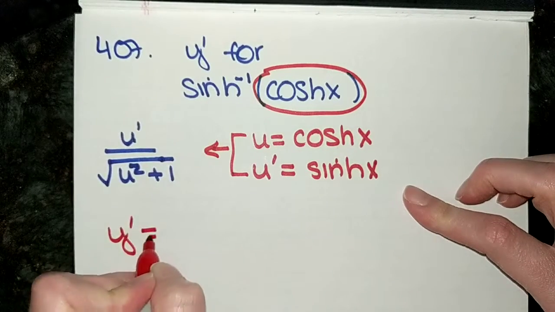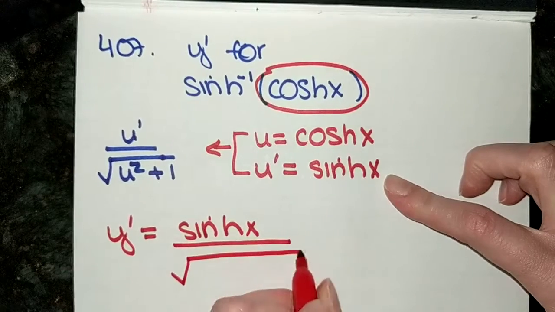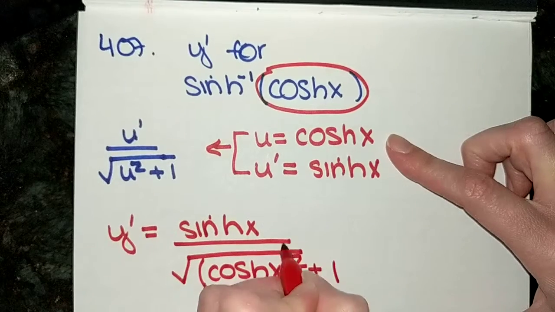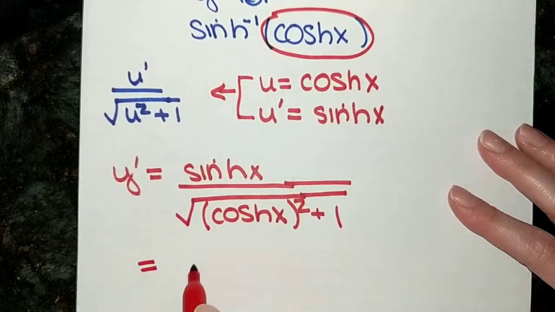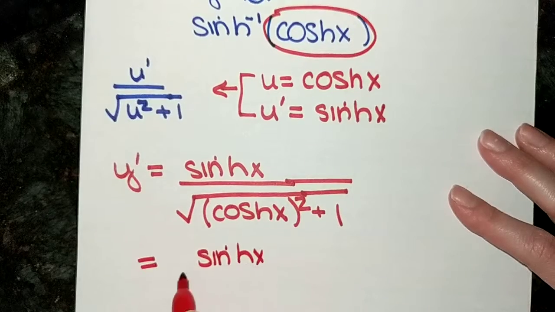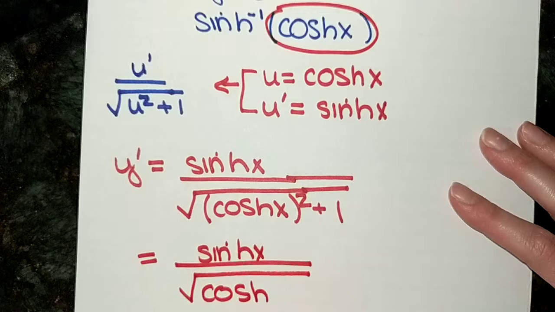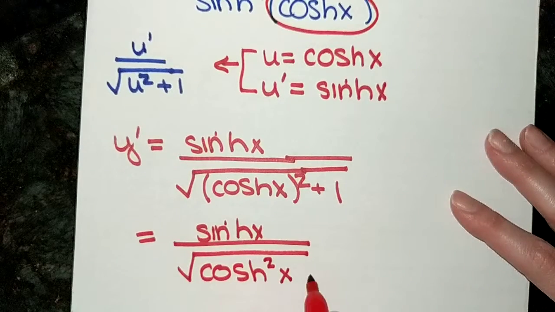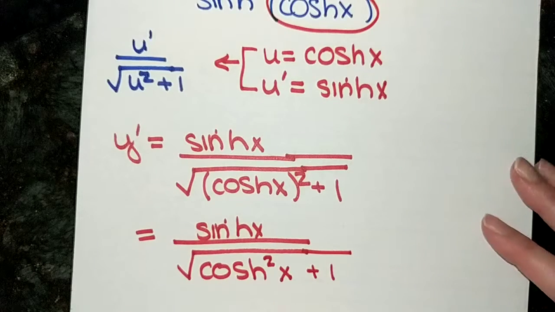So you'll have y prime equals u prime, hyperbolic sine, over the square root of u, hyperbolic cosine, quantity squared, plus 1. Now, keep in mind, you can write it this way, but because it's a trig power, a lot of times you'll see people write it in a little simpler format where they remove the parentheses, and if they do that, the square is going to go in between the h and the x, so right before the argument of the trig function, and then plus 1. So either of these are fine for your derivative simplification.